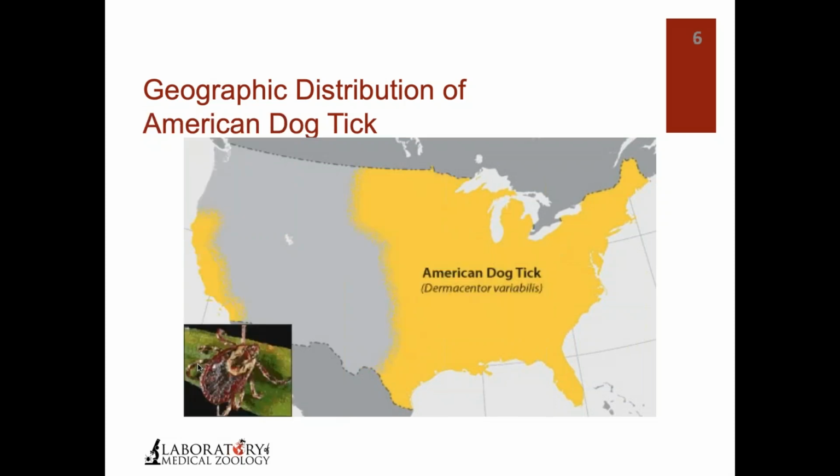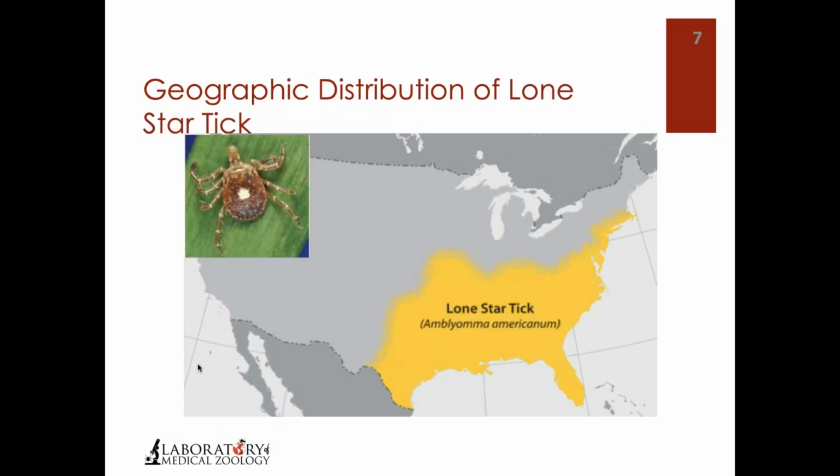Likewise, diseases such as tularemia that are associated with American dog ticks may be found in the range where the American dog tick is found, or pathogens associated with Lone Star ticks. And we'll talk about those other 2 species in the future.